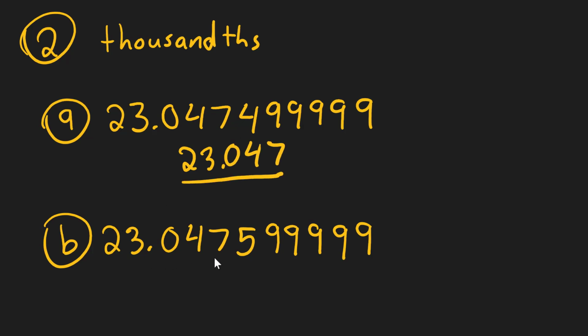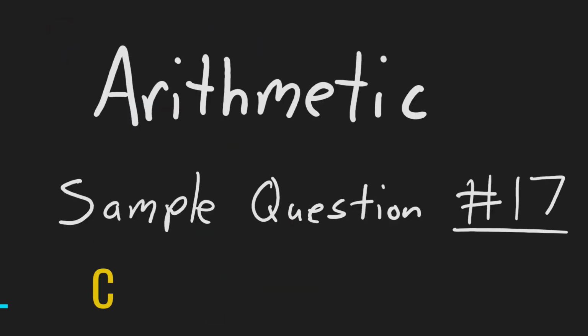Well, once again, we look to the thousandths place and see that it's 7. And so we ask ourselves, okay, are we going to round down to 23.047 or are we going to round up to 23.048? And to answer that, we look at the next digit over and ask ourselves, is this digit greater than or equal to 5? And the answer is yes. And so that means we are going to round up to 23.048.